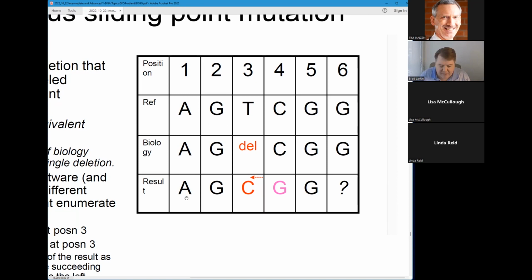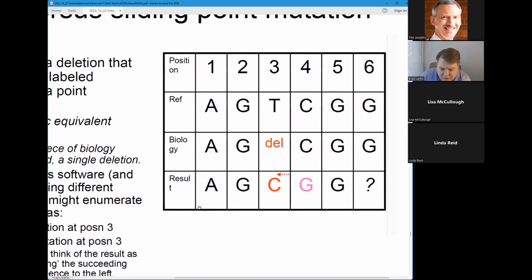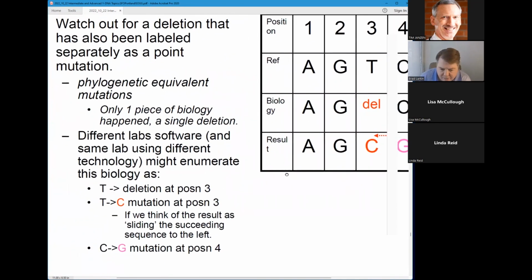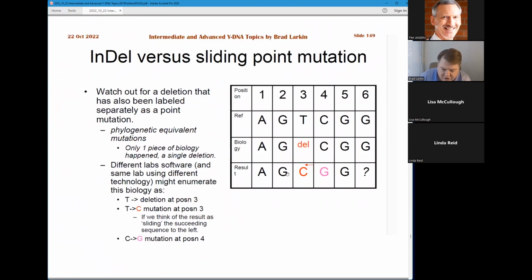So in terms of what labs do when they call it, do they recognize it as a deletion at position 3? Or do they record that, well, there's a T to C mutation at position 3 and a C to G mutation also at position 4? So either result is possible. So the bottom line is labs do a good job of trying to overcome that, but there are spots in the DNA, especially in some of the haplogroups outside of R1b, where we can see that happen.